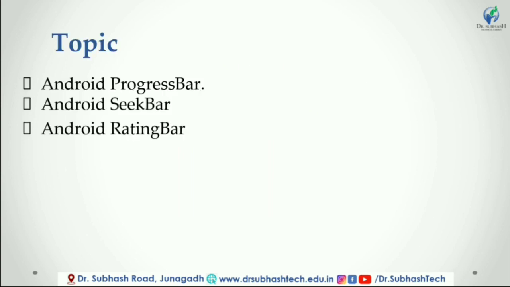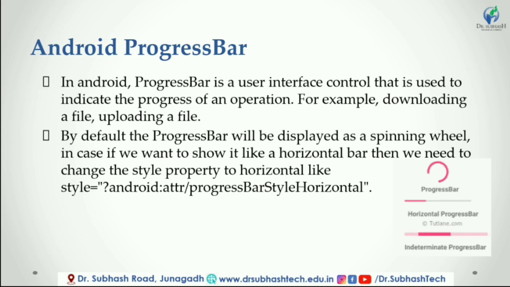In this lecture we will discuss how to use Android Progress Bar, Seek Bar, and Rating Bar in Android programming. So first is Android Progress Bar. In Android, Progress Bar is a user interface control that is used to indicate the progress of an operation, for example downloading a file, uploading a file.